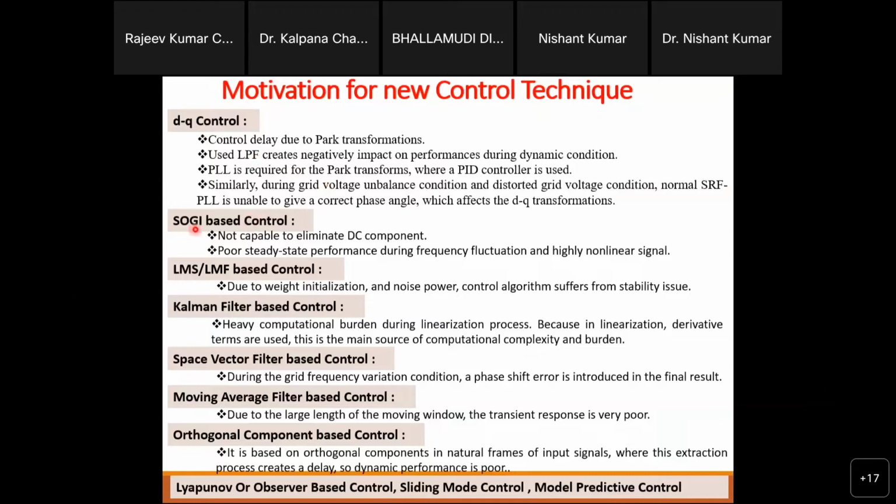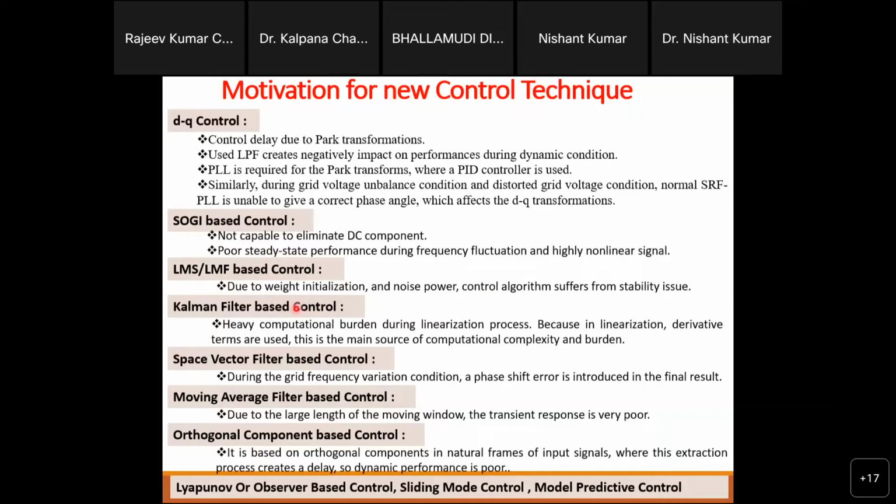Similarly, you will see the SOGI. This is also a most popular one, but the issue with the SOGI is that it is not capable of eliminating the DC components, right? Similarly, the other one is the LMS, LMF family, where again the issue is weight initialization and other things. Similarly, the Kalman filters, right? So many things you will see in the literature, and everywhere some will face issues on the dynamic side because of the delay, while others face issues at the complexity level, meaning the requirement of processor memory size, or I will say the cache memory, is high because of the lengthy calculations, just like in the Kalman filter and others.